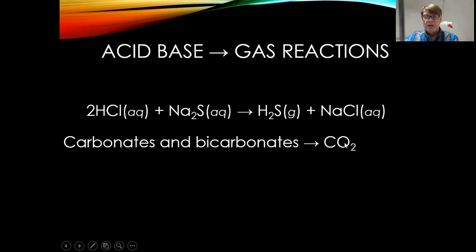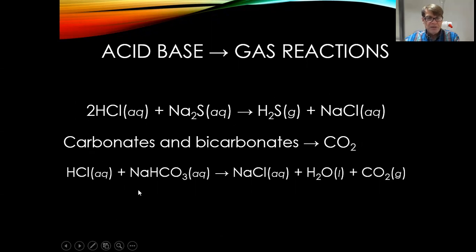There are also carbonates and bicarbonates mixed together that give off carbon dioxide gas. So here's an example of that. So hydrochloric acid plus sodium bicarbonate. I don't know why they call it bicarbonate because there aren't 2 carbonates here. You have a hydrogen and a carbonate. Sodium carbonate is basically similar without the hydrogen. Sodium carbonate has 2 sodiums with the CO3 without the H. So this is sodium bicarbonate.